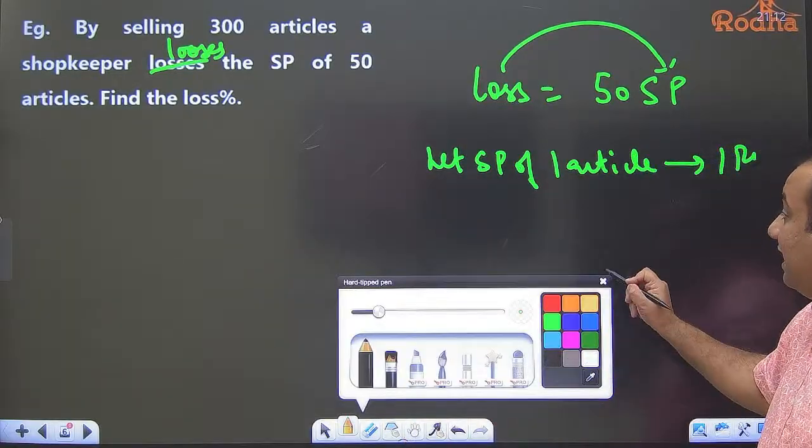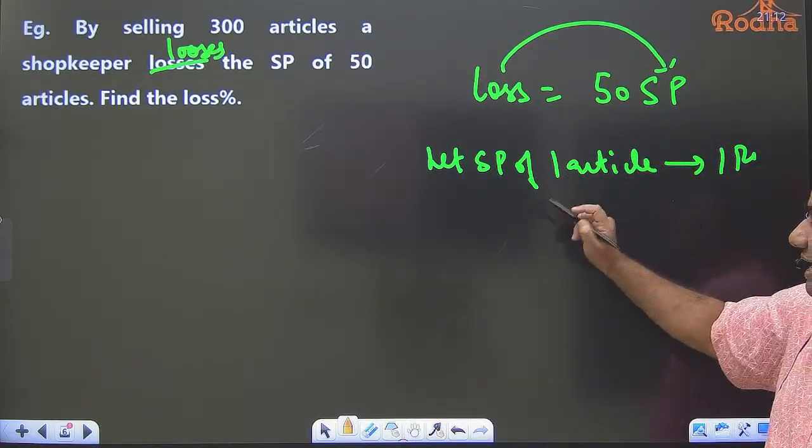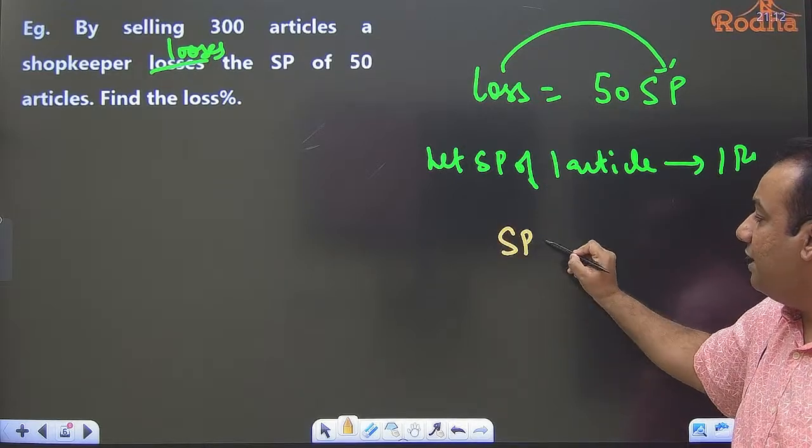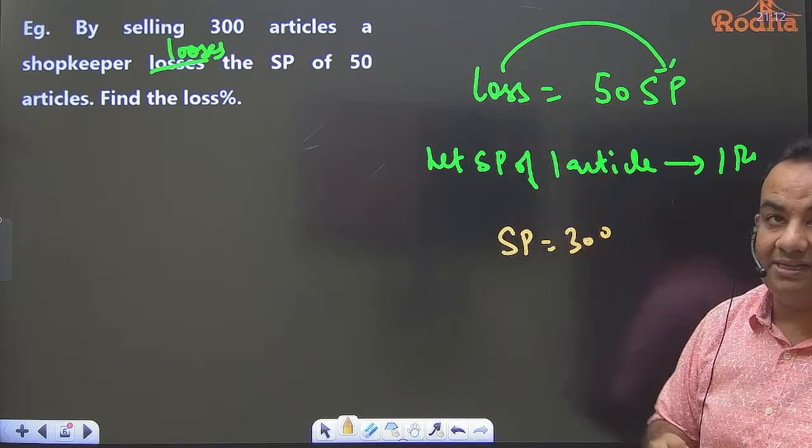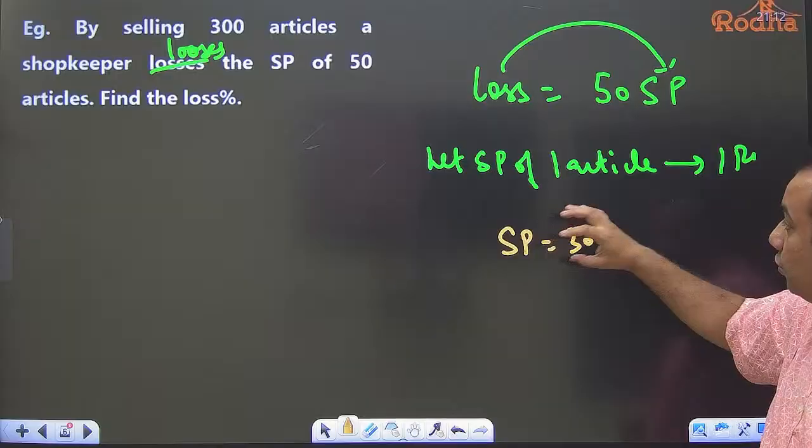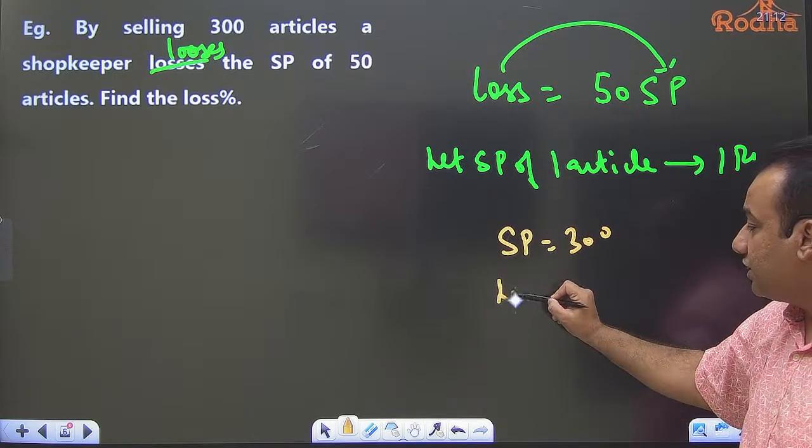So if SP of one article is 1 rupee, then I can say that total SP is 300 because he sold 300 articles. So total SP is 300. Total loss is 50.